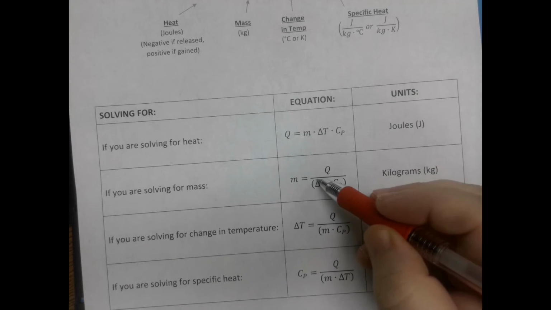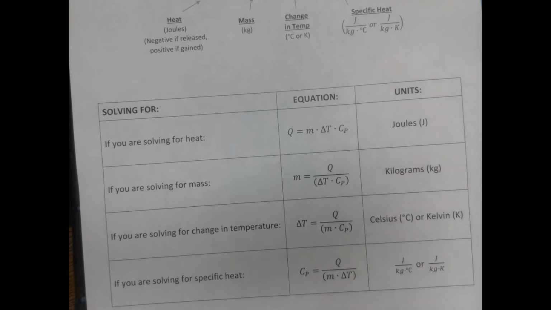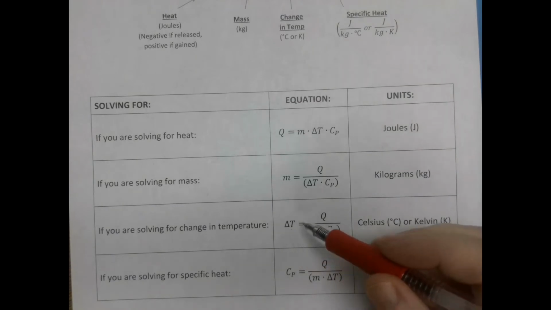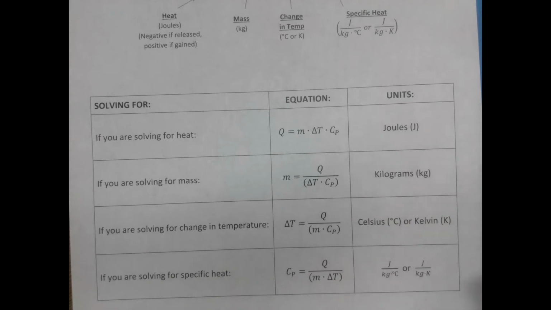Note, whenever you put something in the calculator, make sure the denominator is in parentheses, or use fraction form. To find the change in temperature, it's just heat divided by mass times Cp. This will either give you the change in temperature in degrees Celsius or Kelvin. Either one's fine. Specific heat is going to be measured in joules per kilogram degree Celsius.